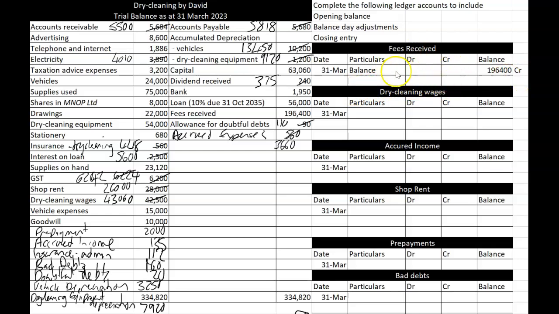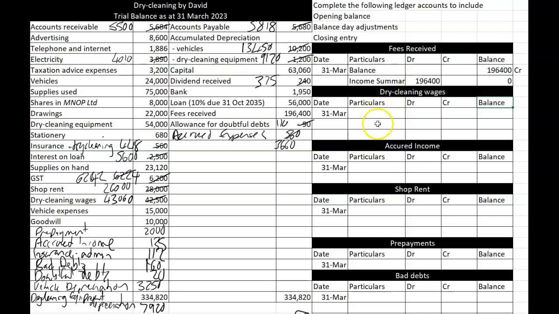Because it's an income account, there's no balance adjustments. You can see that there's no crossing off here. So we just need to close that, and we'll close that to the income summary. It's a credit balance, so we have to debit it and end up with a zero balance in there.